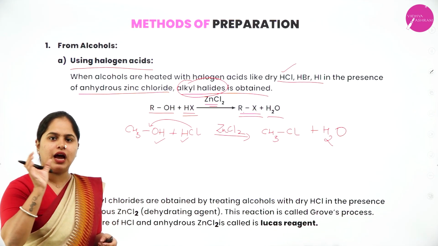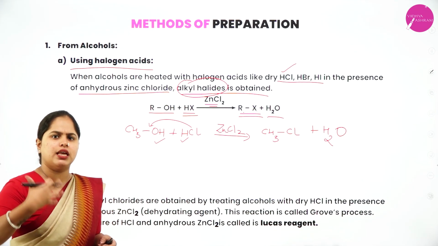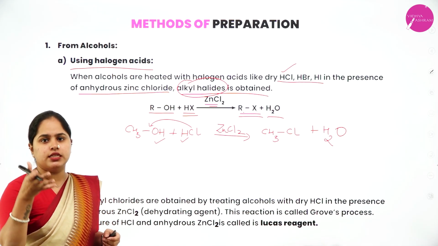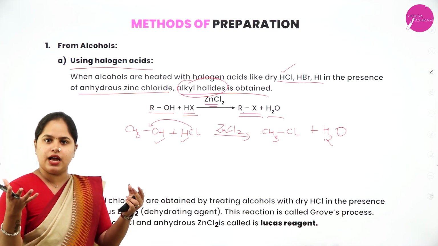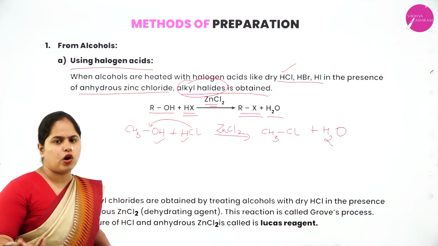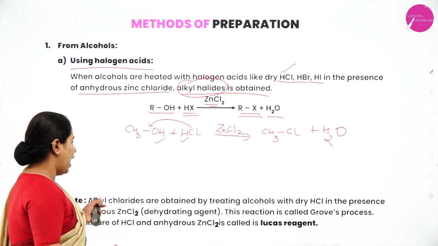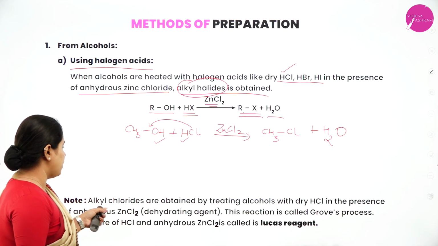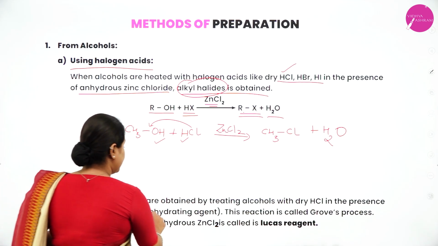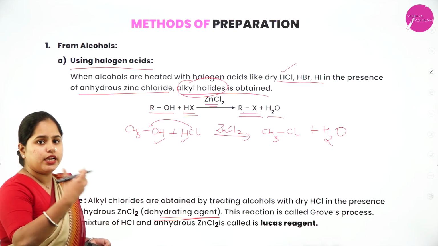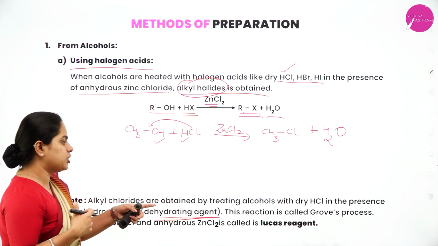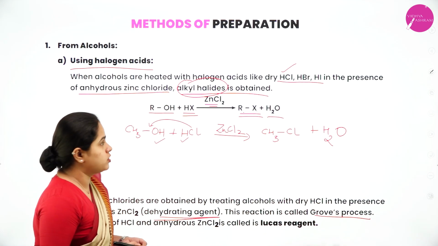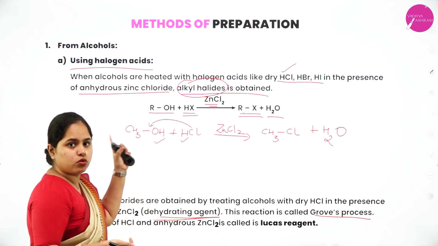An alcohol will be there, and a halogen acid will be there, HCl, HBr, whichever halogen. In the presence of anhydrous zinc chloride, the methyl and the halogen will combine and form alkyl halide, and water will be formed as a byproduct. Alkyl chlorides are obtained by treating alcohols with dry HCl in the presence of anhydrous zinc chloride, which is a dehydrating agent. Dehydrating means it takes up water, right? This reaction is called Groove's process, which is important: the forming of haloalkane using halogen acid.